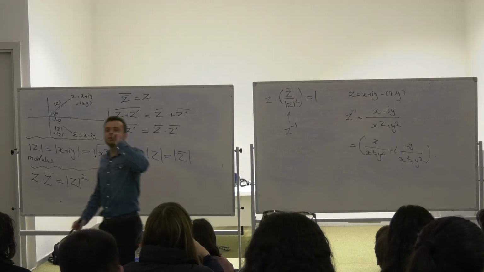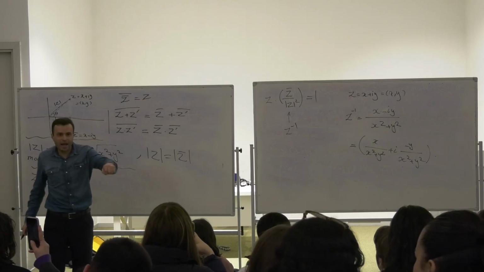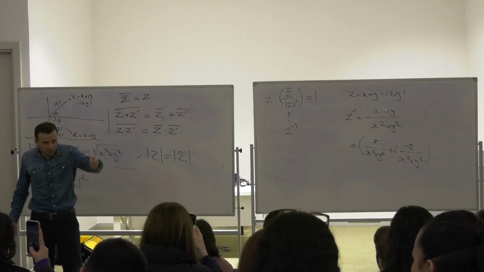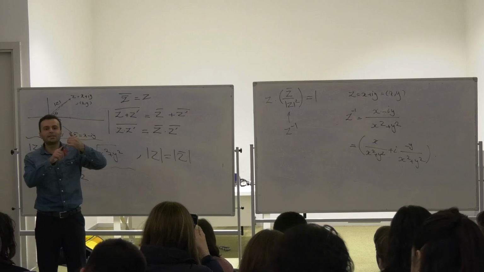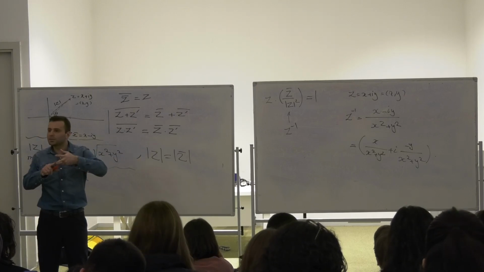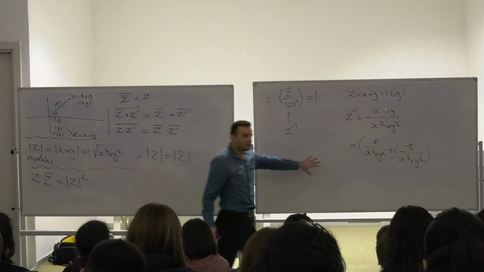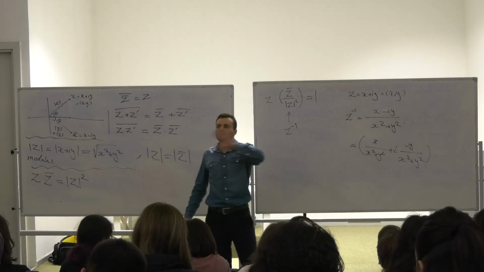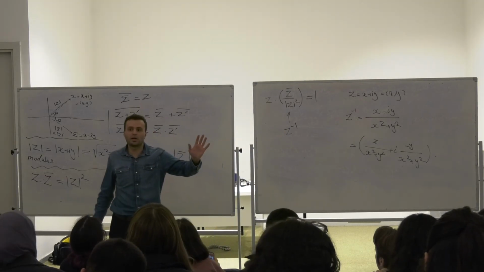So I have given you the field of complex numbers. I have defined addition and multiplication. I have given you the identity of addition, the inverse of addition, the identity of multiplication, and the inverse of multiplication, right? So we are completely done with the algebraic structure of complex numbers.